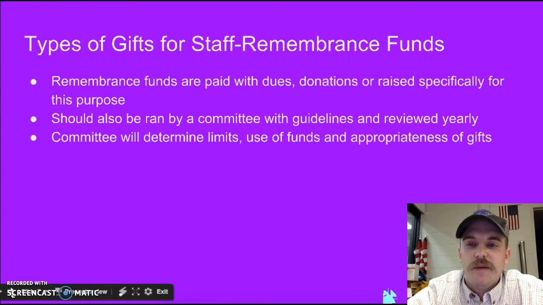Types of gifts for staff. Remembrance funds. I think most schools probably have these, but remembrance funds are paid with dues, donations, or money raised specifically for this purpose. This should also be run by a committee with guidelines and reviewed yearly. The committee will determine limits, use of funds, and appropriateness of gifts. A lot of these are for staff members who have lost family, or the family that has lost a staff member, or critical illnesses, things like that. This, I think, can also be used for when a staff member has a baby or something like that.